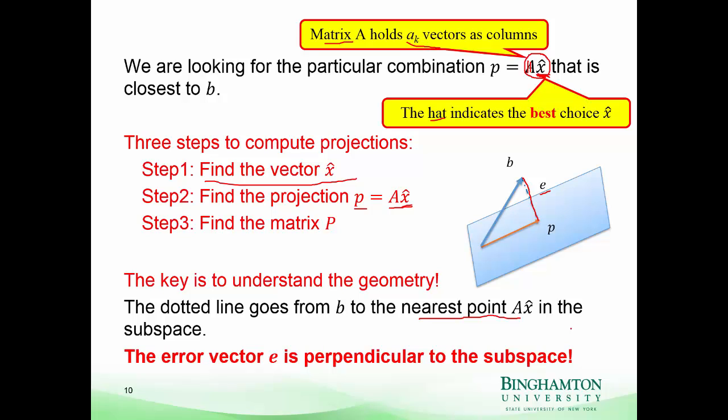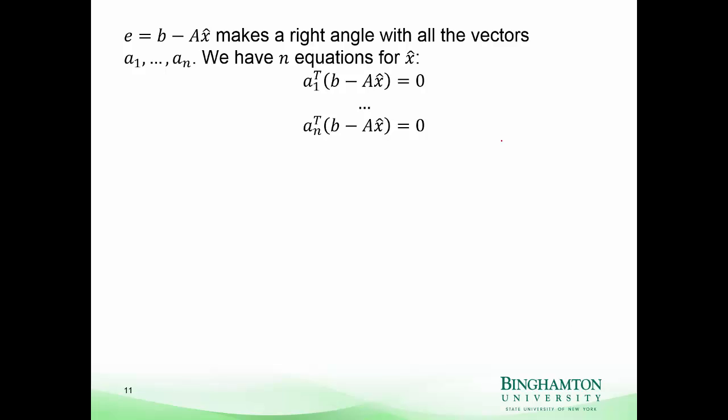But since the columns of a matrix span the subspace, in fact, they're a basis for the subspace because they're linearly independent and they span, every vector in the space can be written as a linear combination of the A's. So each column of A itself must be perpendicular to E, and that's the key. So this error makes right angles with all the column vectors.